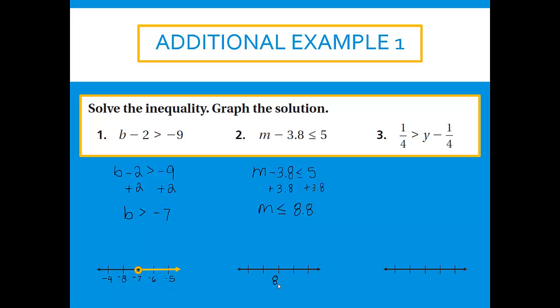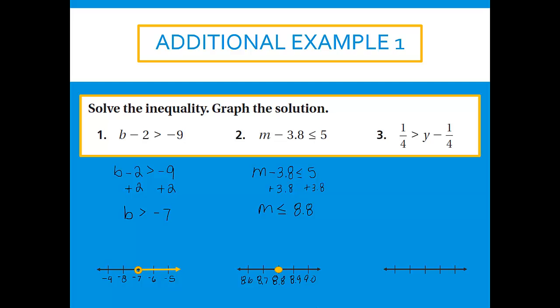So we're going to have 8 8/10, and then to the right of that, we're going to have 8 9/10, and then we can have 9. And then to the left of 8 8/10, we could have 8 and 7/10, and then 8 and 6/10. Now at 8 and 8/10, we're going to have a closed circle because we have less than or equal to.